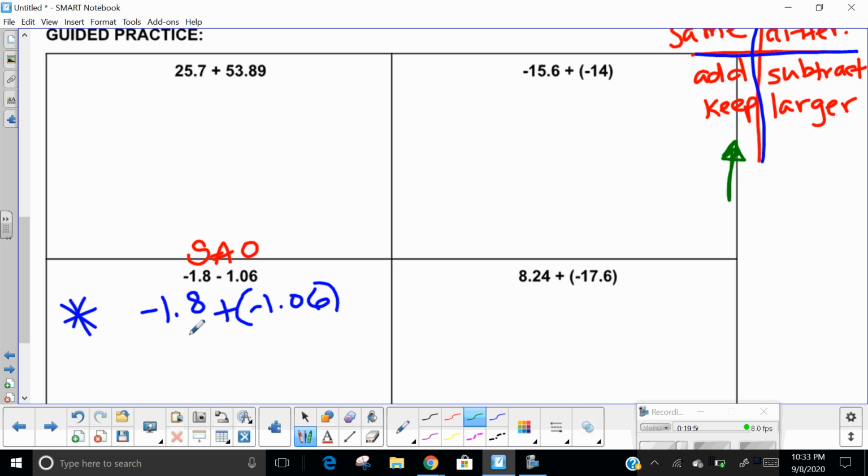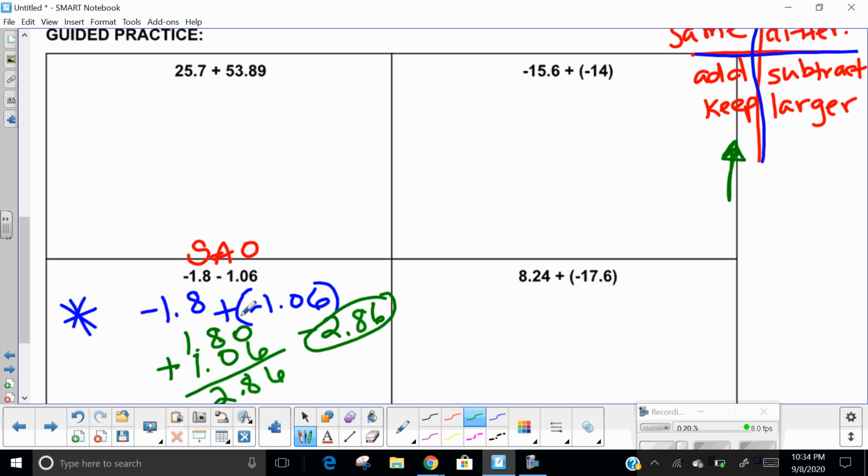So it tells me to add, so we're going to do 1.8 plus 1.06, and we're going to add. I'm going to put a placeholder, 0 and 6 is 6, 8 and 0 is 8, 1 and 1 is 2, and I'm going to put the decimal point straight down, and then my answer, I'm going to keep the same sign, and the sign is negative, so my answer is 2.86 because these two are negative.